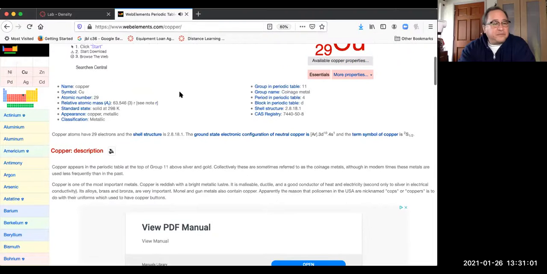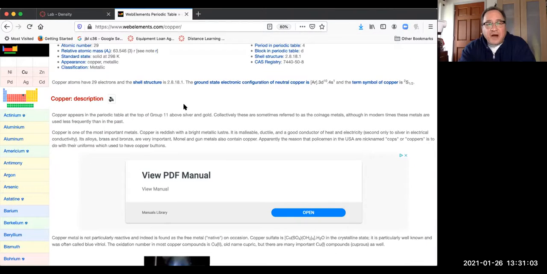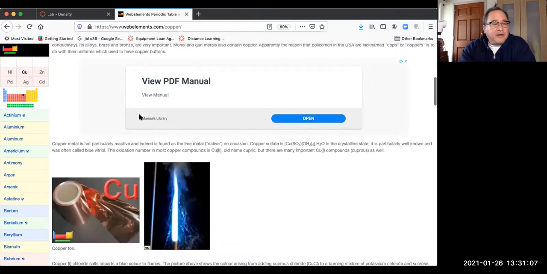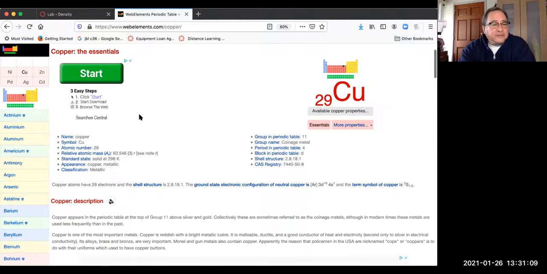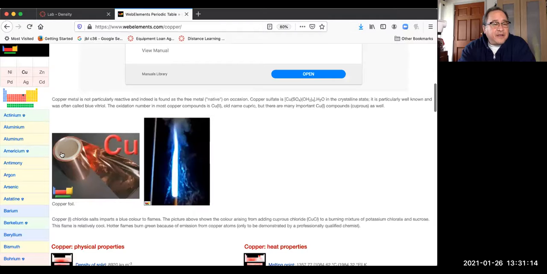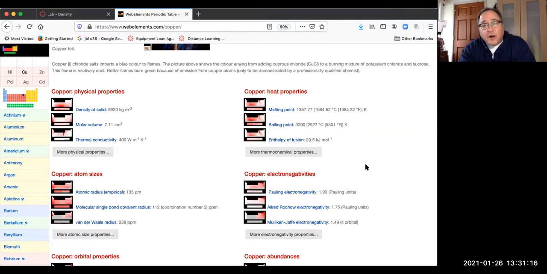Okay, so nice little background of copper, not comprehensive, but just interesting. Now, if I scroll down, you should be able to see here that this does give us some physical properties, and one of those physical properties is the density of copper. And I'm going to write this number down: 8920 kilograms meters to the -3.